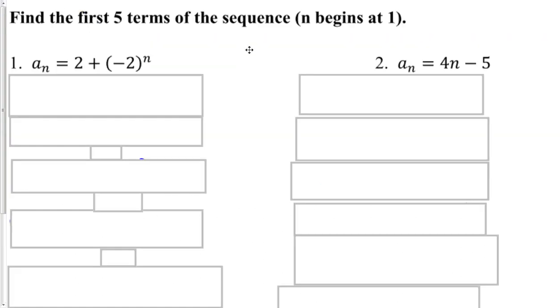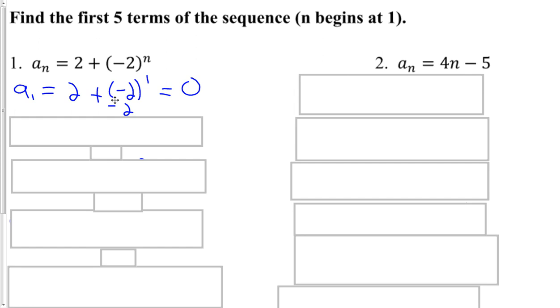For example, find the first 5 terms of the sequence, and this would be the explicit formula: a sub n equals 2 plus negative 2 to the nth power. Okay, and n begins at 1. That is an important note because some people like to begin at 0. So here, what that means is we're going to plug in 1 for n and solve.